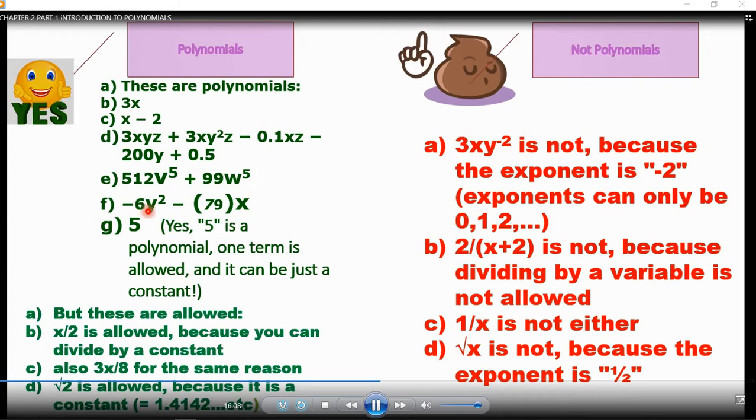Here you can again see the power of y is 2, which is a positive integer. Power of x is 1, which is a positive integer. Here the power is not written, it means it is 1. And 1 is a positive integer, hence this is a polynomial.